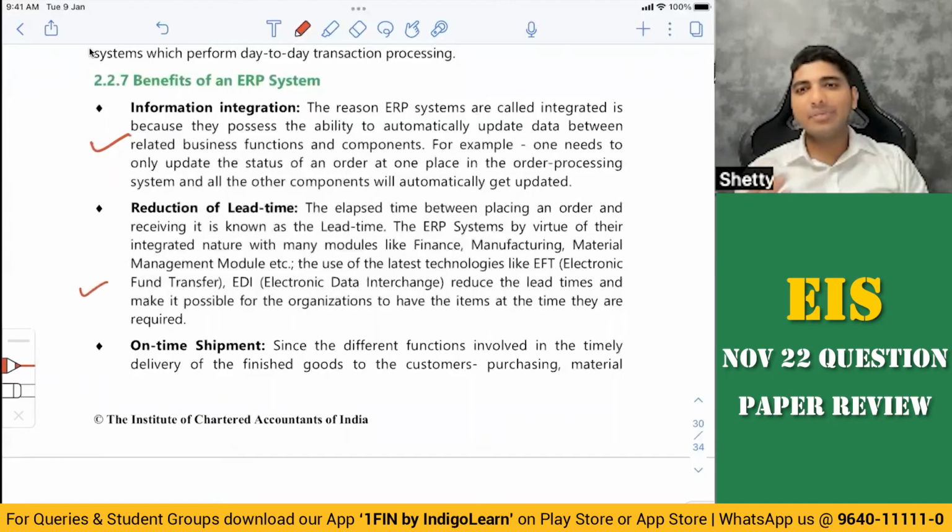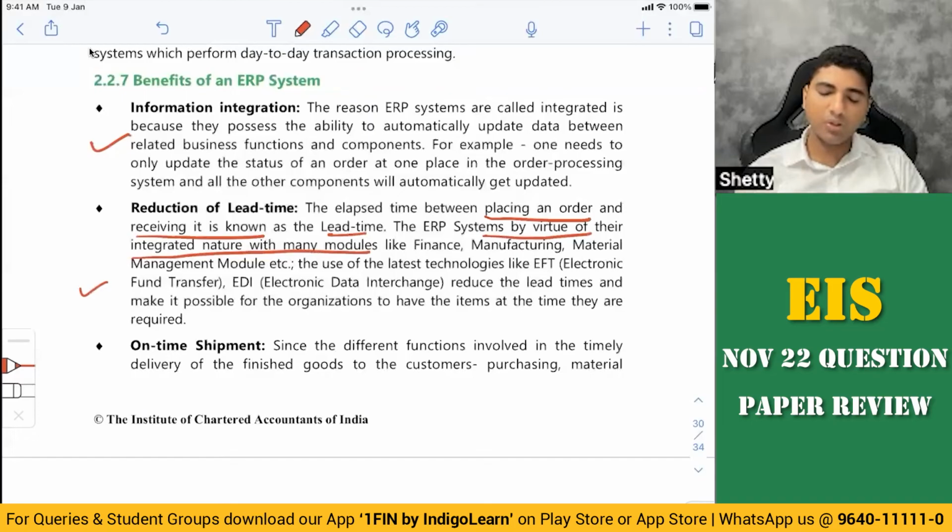Reduction of lead time. So what is lead time? It is the time between placing an order and receiving it. The ERP system, by virtue of its integrated nature with many modules like finance, manufacturing, materials and so on, reduces the lead time and makes it possible for the organization to have the items at the time they are required.